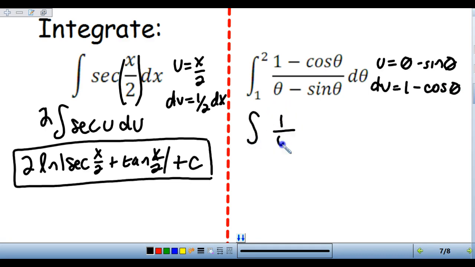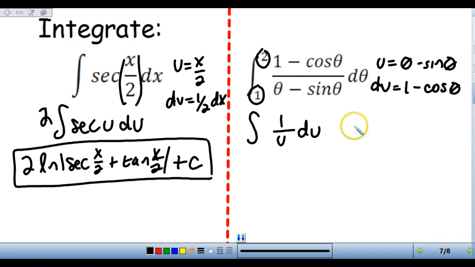So this is a 1 over u du. One of the methods that I've promoted for when we do u substitution with definite integrals is to change your bounds over to u bounds. Right now these are in terms of the variable theta, so I actually want to convert them over to u bounds.